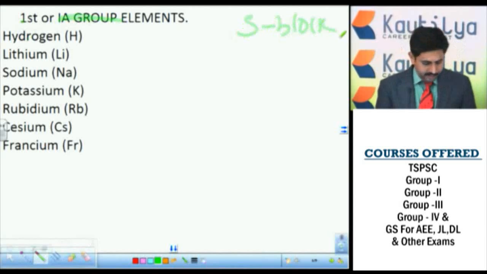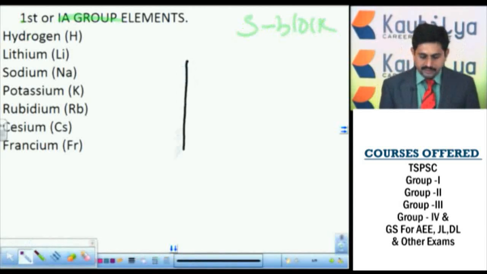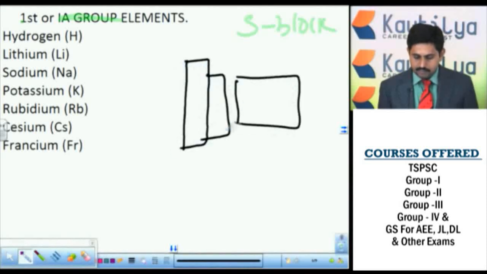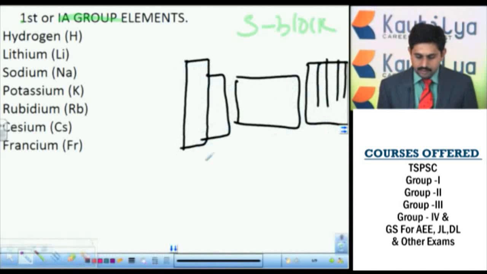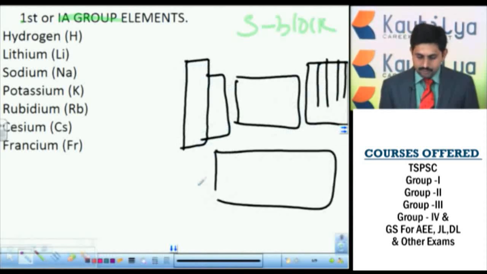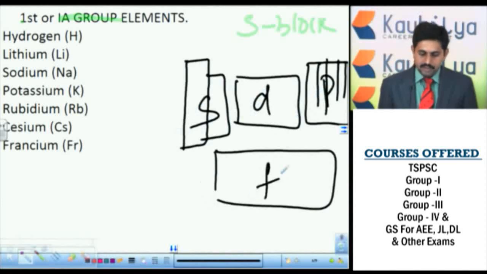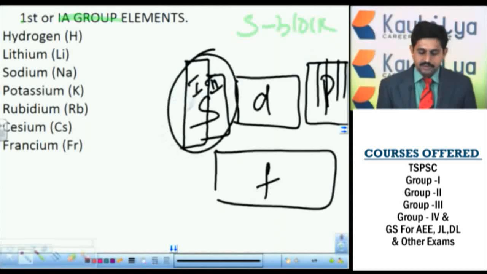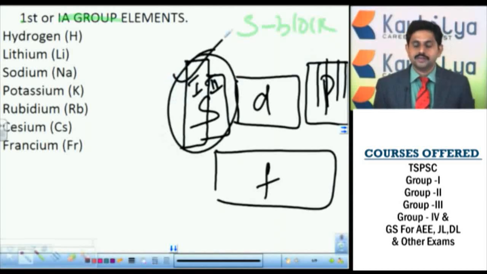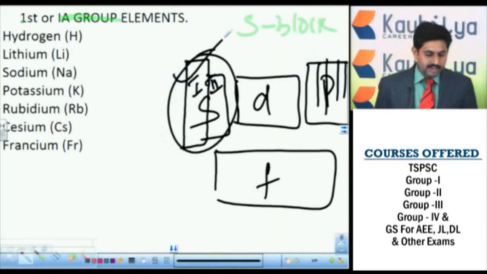See, in a periodic table, we have 4 block elements. These two are called the S block, this is the D block, this is the P block, and this is the F block. This is the first group, this is the second group, and this is 3A, 3B, 4A, like this. So now we are discussing the S block elements. Within this, we are discussing the first group elements, also called the 1A group.